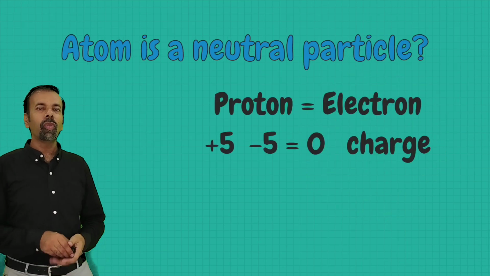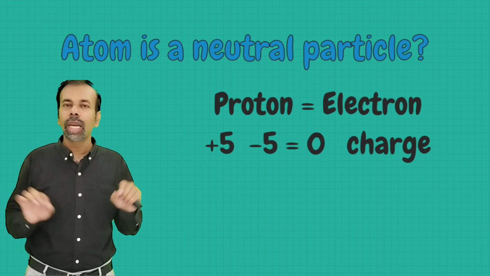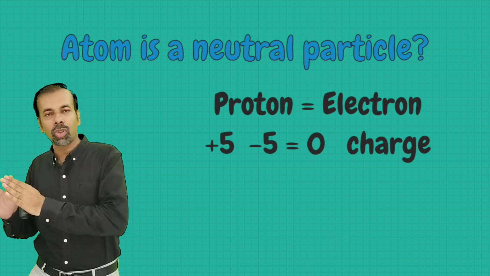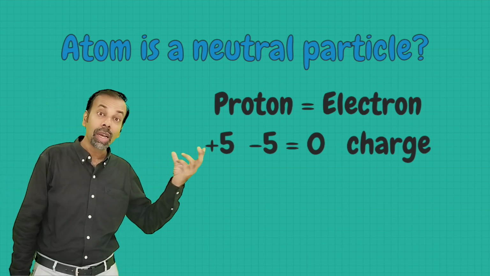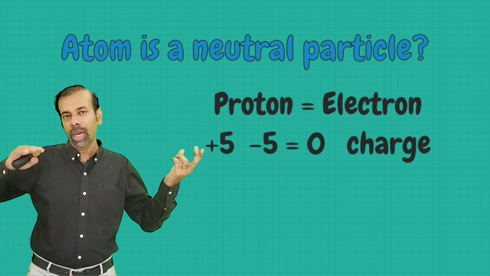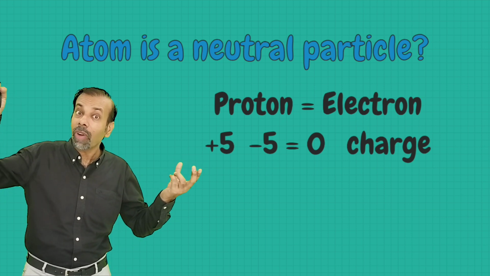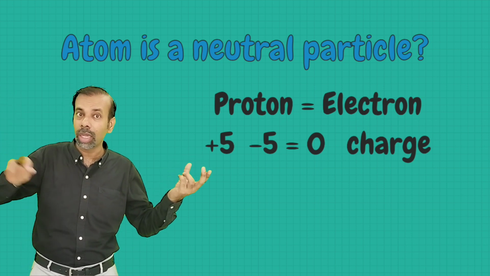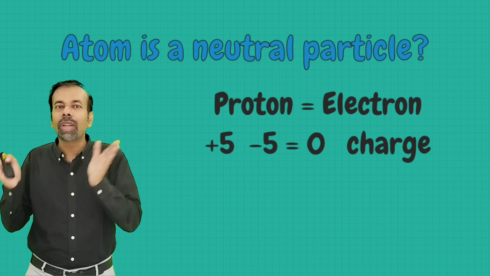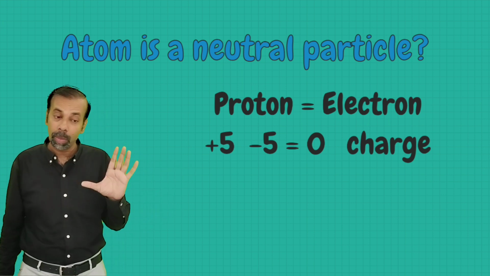Why atom is a neutral particle? Atom has overall no charge. It is because an atom has equal number of protons and electrons. For example, if an atom has 5 protons in its nucleus, so its positive charge is plus 5. So in the outside of the nucleus, there will be 5 electrons revolving around the nucleus. So plus 5 and minus 5 charge of the electron, they will cancel out with each other and there will be no charge overall, and atom will be a neutral particle.